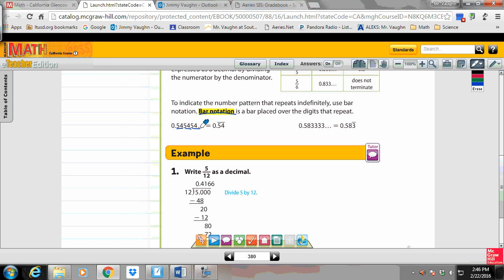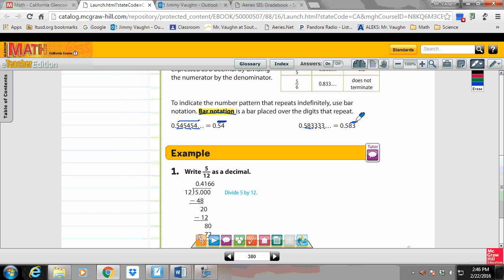You're not going to write over the whole thing. You're going to write a bar notation over just the numbers that are repeating. Same thing over here. I started dividing out a fraction and it comes out to 0.58, and then it just starts repeating 3, 3, 3. So you go back to that first 3 and put a bar above it, not above the 5 and the 8.